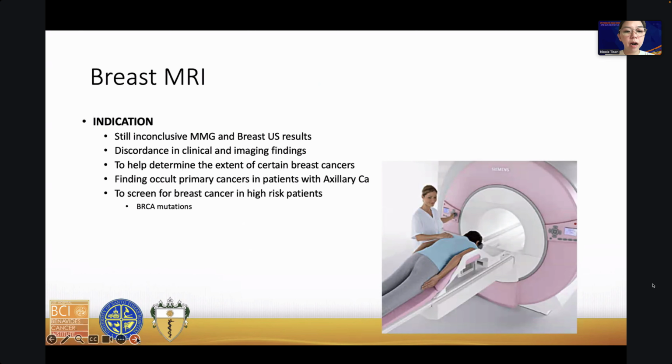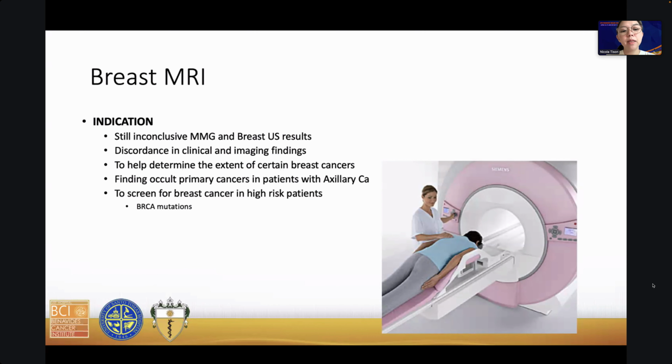Next would be breast MRI, which may be indicated when we still have inconclusive mammo and breast ultrasound results, when there is discordance in our clinical and imaging findings, like if you have a suspicious physical exam with no findings on mammo or ultrasound, then we may consider doing a breast MRI.